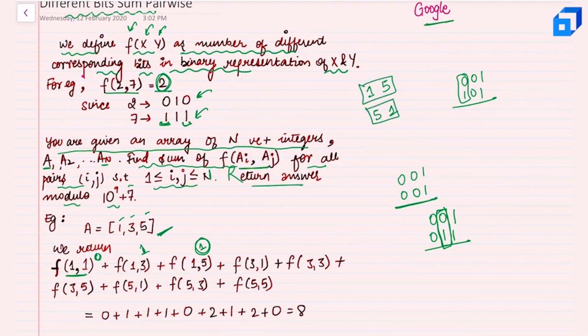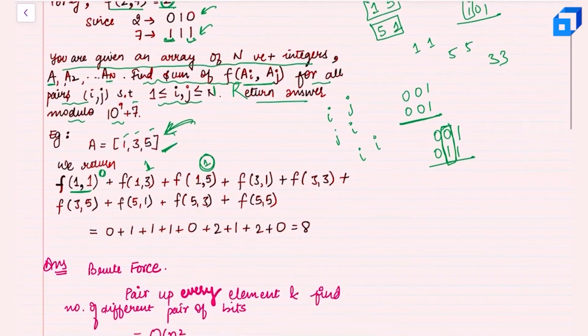And also I have to find for 1 and 1, 5 and 5, 3 and 3. So I'm talking about this particular array. If I have some i and j, then I have to calculate for both i, j and j, i. They are considered separate, and I have to calculate for i and i as well, right? So now let's see what we can do about this problem.